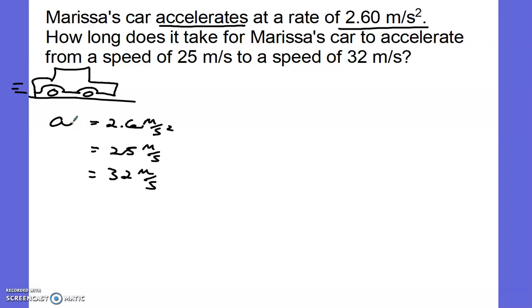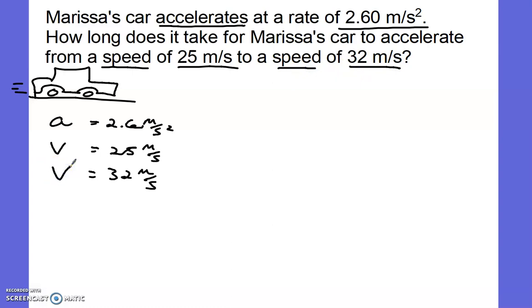When we look at the 25 meters per second, and the words before it, it says a speed of 25 meters per second. The letter for speed that we are using is the letter V. Speed and velocity are going to use the same letter. And then I see the 32 meters per second, and it also says a speed of. So I'm going to again use the letter V.